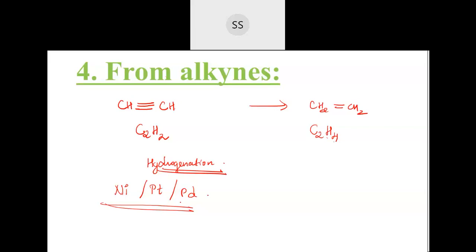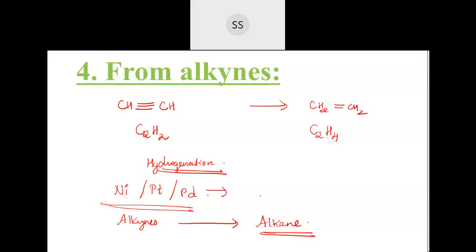This process you have already studied. It is called the hydrogenation reaction. And if you remember, we did the hydrogenation reaction by taking a catalyst. Either we have taken nickel, platinum or palladium as a catalyst. If you take any one of these catalysts, hydrogenation will happen, and at the end, if you take alkyne as your reactant, the product you are going to get is alkane.